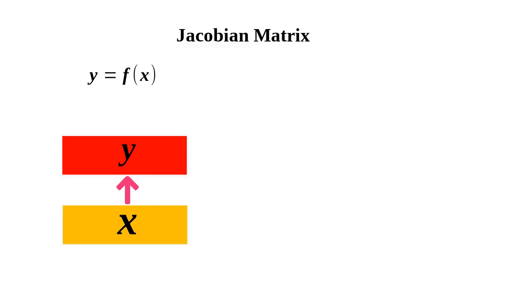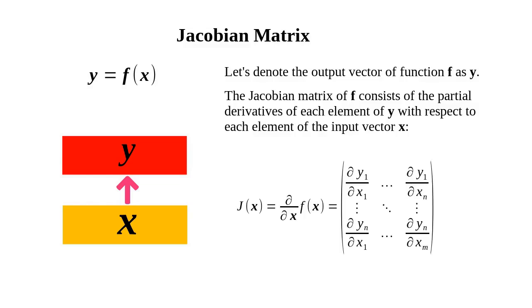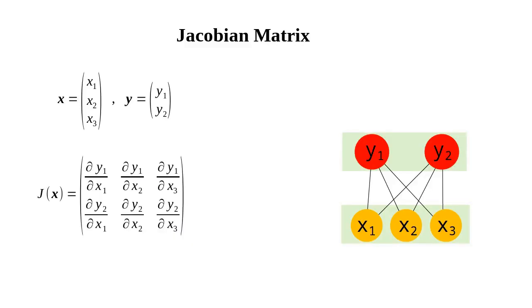The Jacobian matrix is a matrix of first-order partial derivatives that describes how a vector-valued function changes with respect to its input variables. This is an example.